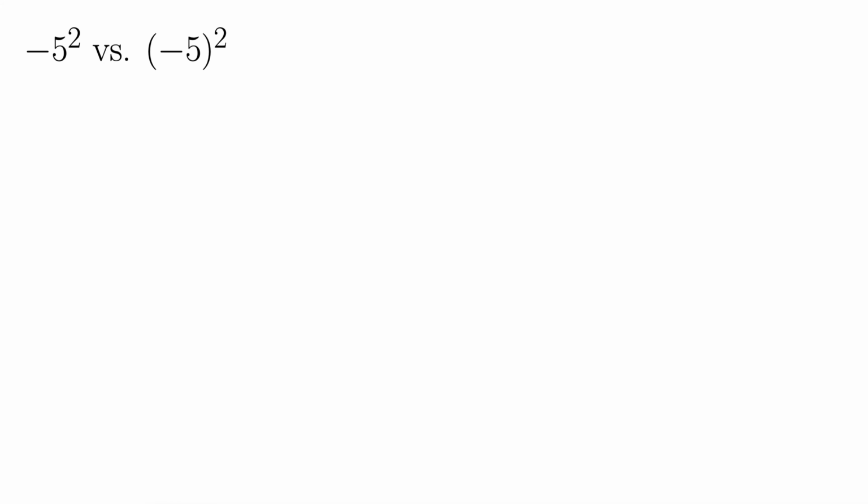One slightly confusing thing about exponents is this situation where you have something like -5 squared versus (-5) squared. These are two different things. One way to think of these is by using our order of operations. If you recall, PEMDAS tells us what order to do things.